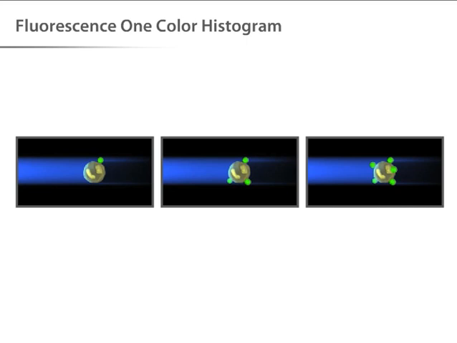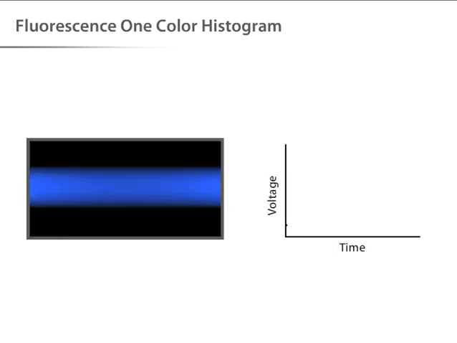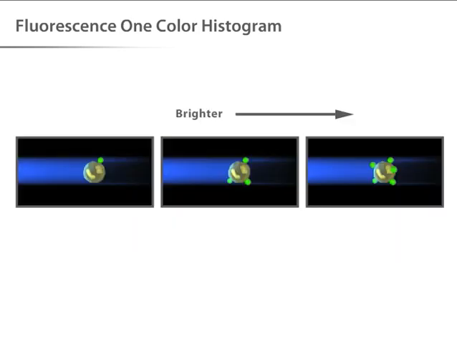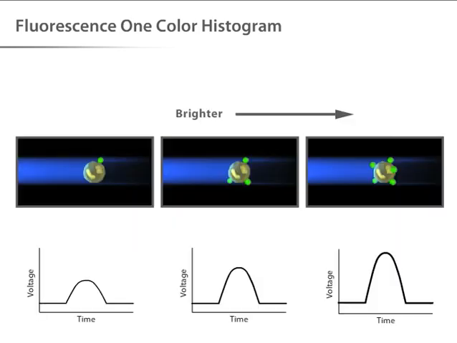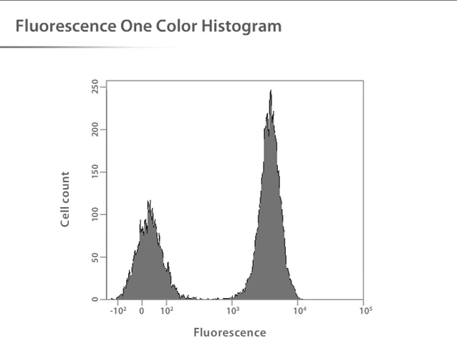In a population of labeled cells, some will be brighter than others. As each cell crosses the path of the laser, a fluorescence signal is generated. The fluorescent light is then directed to the appropriate detector, where it is translated into a voltage pulse proportional to the amount of fluorescence emitted. All of the voltage pulses are recorded and can be presented graphically.